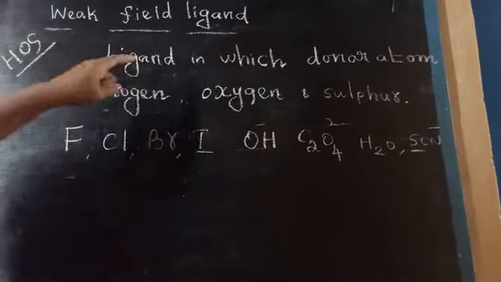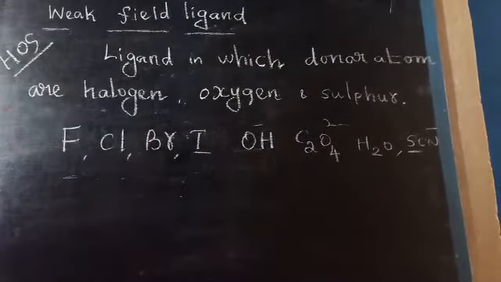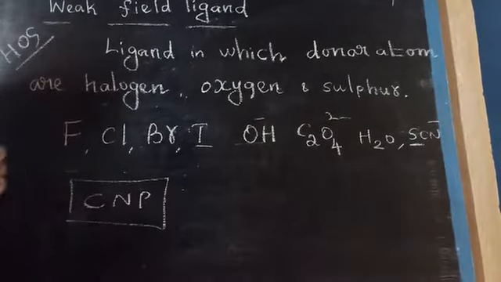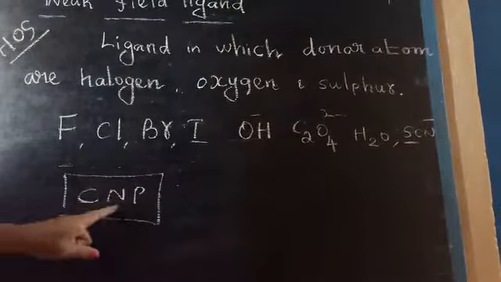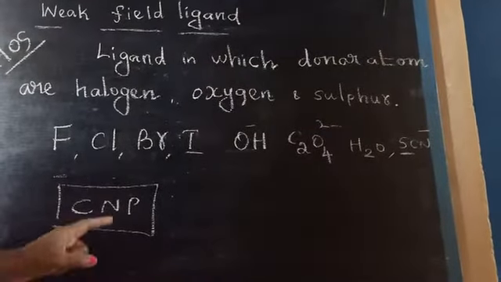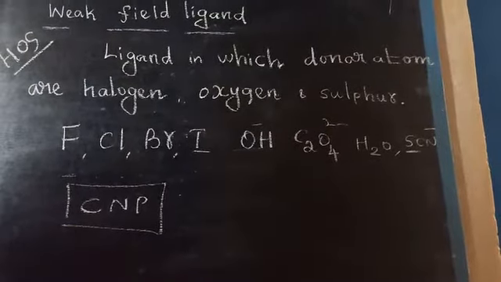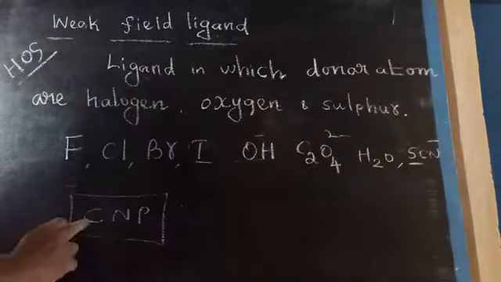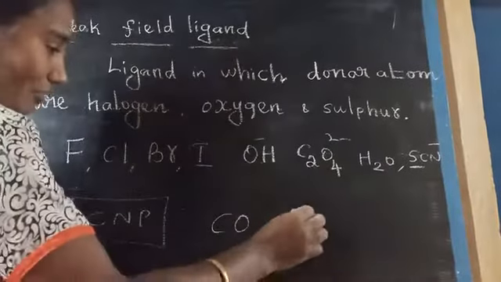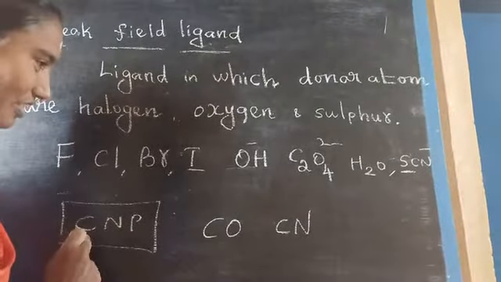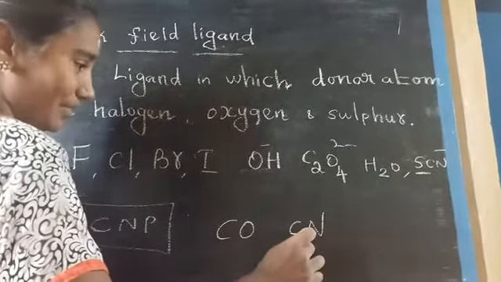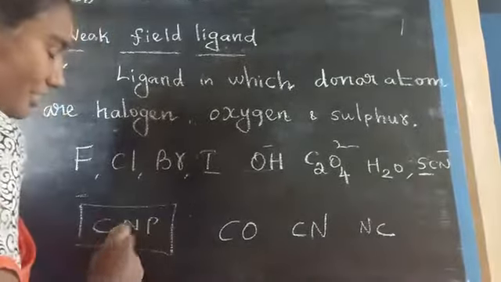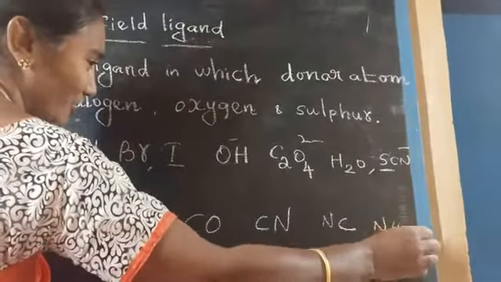Strong field ligand means ligands in which donor atoms are C, N, P. Keep in mind, C denotes carbon, N denotes nitrogen, P denotes phosphorus. Here HOS is weak field ligand, CNP is the strong field ligand. So carbon: CO, CN. Here CN is an ambidentate ligand, both can be the donor atom, NC. Next ammonia NH3.